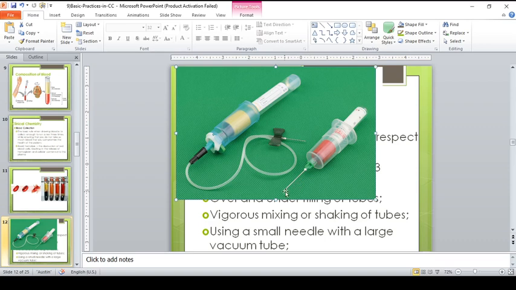So, if you use a very small needle, it refers to the hole of the needle.